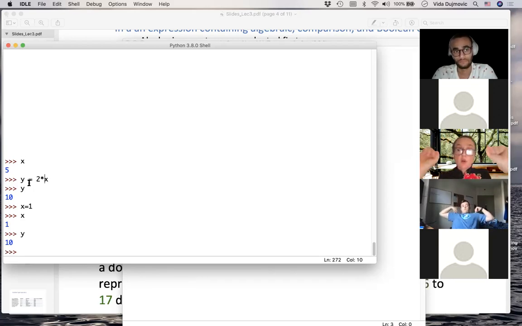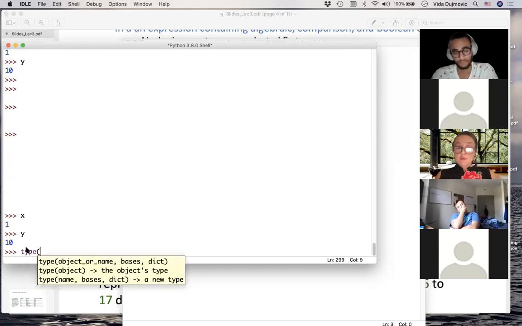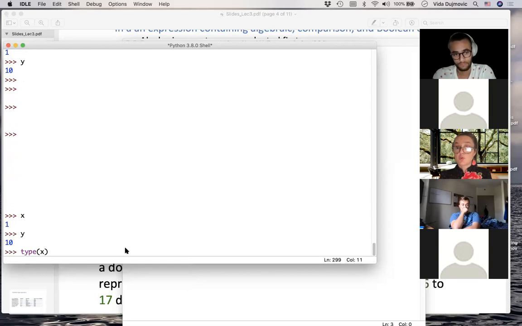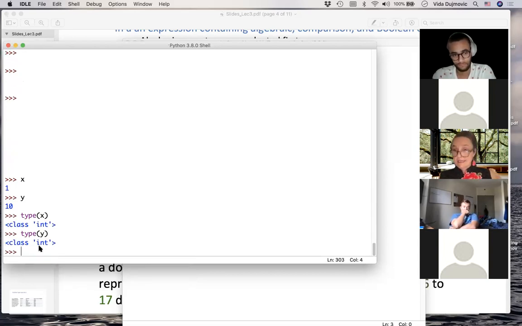Okay, so actually now we are going back to the question that the student asked about the types. So let's look at this. Right now we have that x is 1 and y is 10. You can use that type function that I showed you on the variable. It's telling you what's stored in x is an int, what's stored in y is an int.